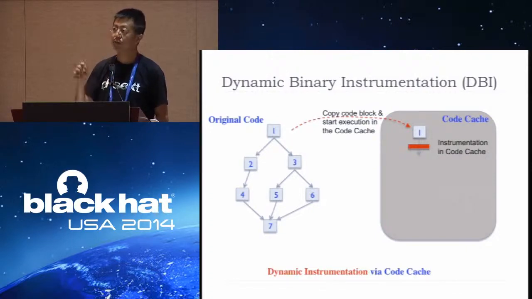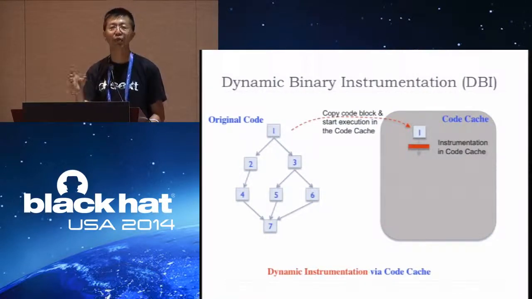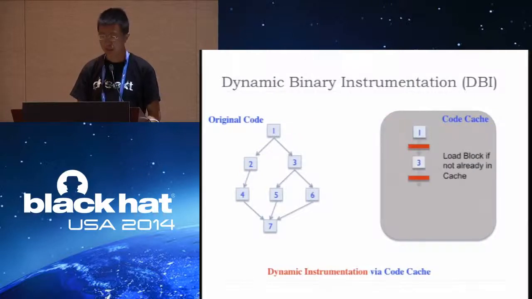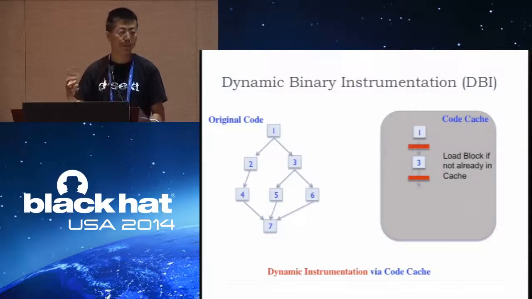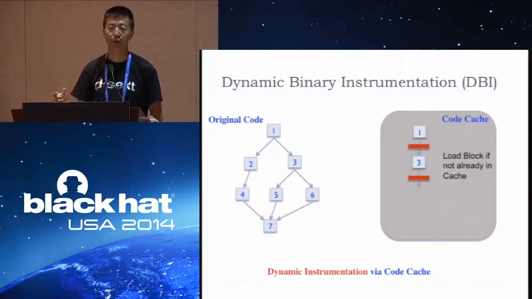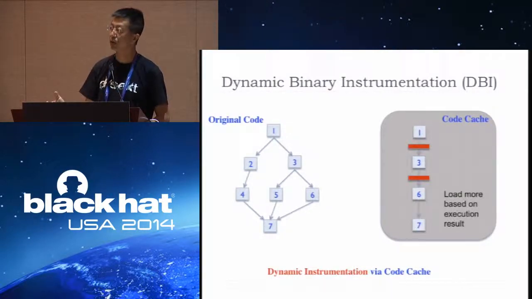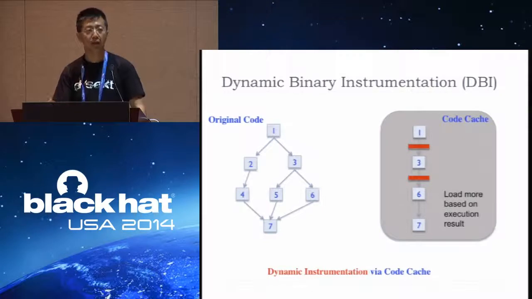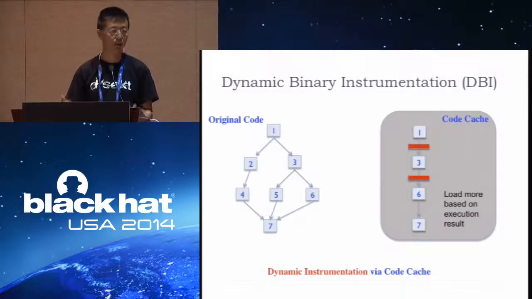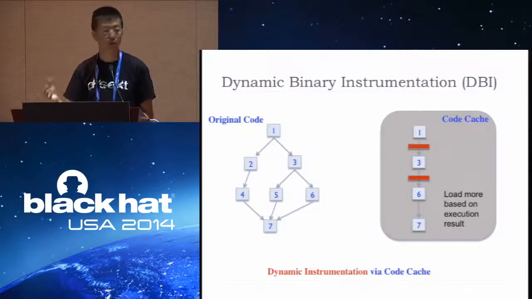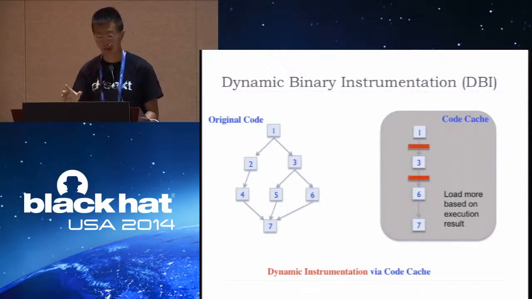Once it finishes a code block, depending on the execution result, say block 3 needs to be used, it will copy it into the code cache, assuming this piece of code has not been copied there before. If it's already there, you can jump there directly without copying it again. And this keeps going. For example, if block 3's execution result indicates that block 6 needs to be used, then 6 and 7 are copied there, execution continues, and all the modification and instrumentation can be done in that code cache.